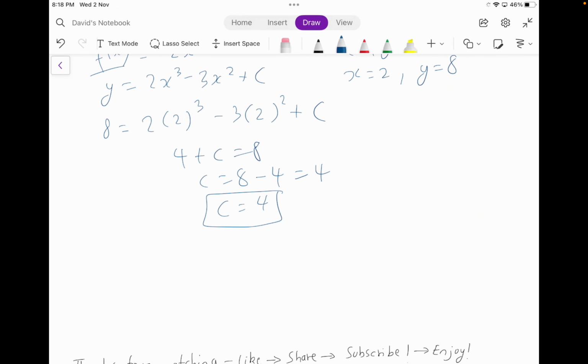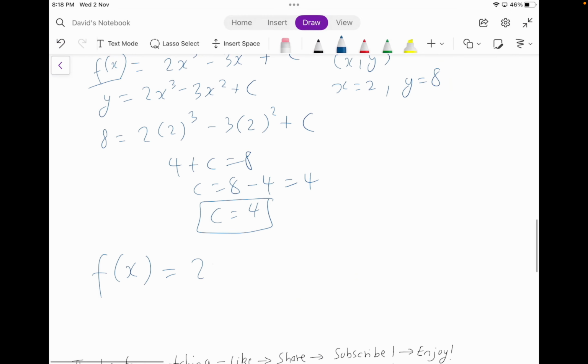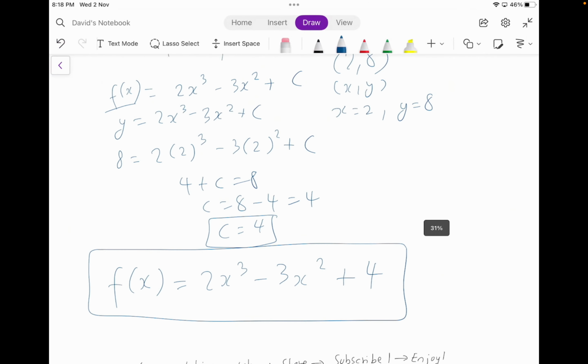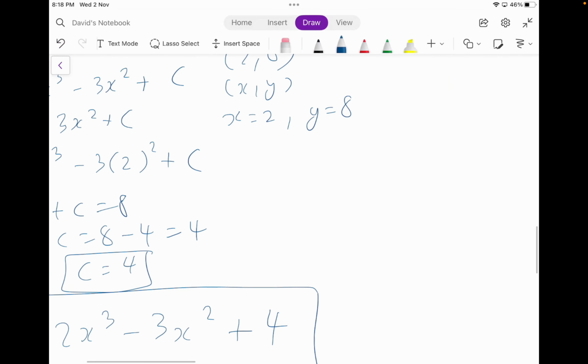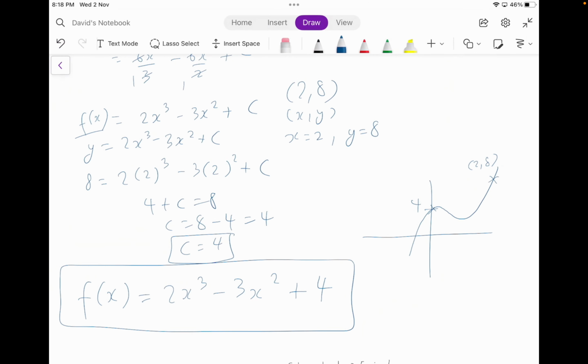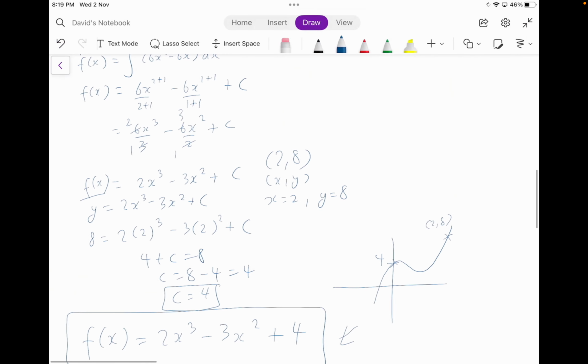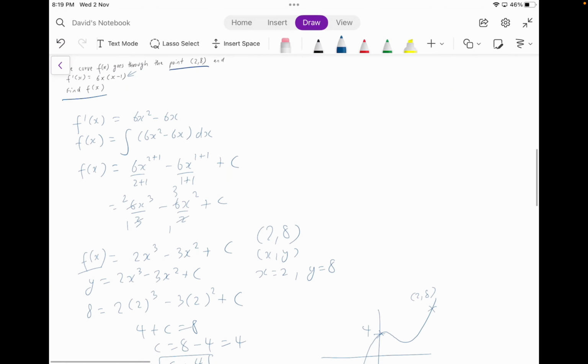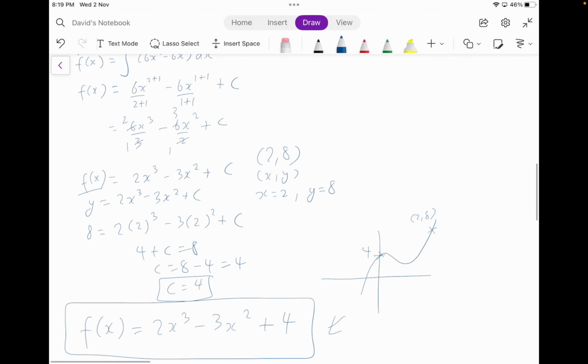Once you do that, we have the final answer: f of x is equivalent to 2x raised to power 3 minus 3x raised to power 2 plus 4. This is going to be your final answer. If you sketch this on a graph, it might look somewhat like this. At the point of positive 4, it's going to lie somewhere around this value here, and this point is going to be (2, 8). That's just a rough sketch of what a cubic equation would look like graphically. So this is your final answer for this type of question. I'm just going to show you the working so you can take down notes on how to solve this type of question. We have used both the x and y values in both cases.